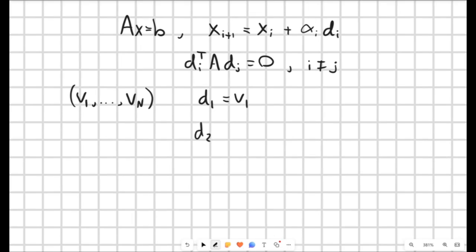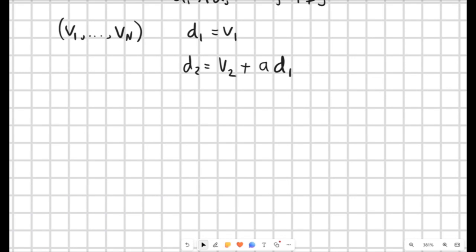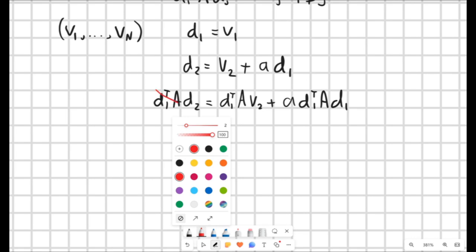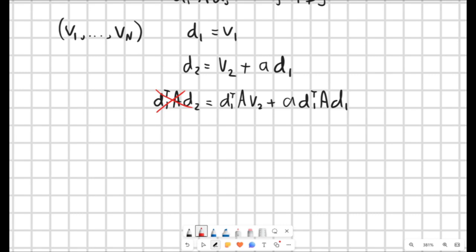We're then going to say that our second search direction is equal to V2, but we're going to add on a constant multiplied by D1, and we're going to see what we can do with this. We're going to enforce the A orthogonality, so I'm going to pre-multiply, for example, by D1 transposed A. Then we enforce that this thing is A orthogonal, so this term here is going to be equal to 0. And then we solve for the constant. Solving for it, we see that it's equal to minus D1 transposed A V2 divided by D1 transposed A D1.